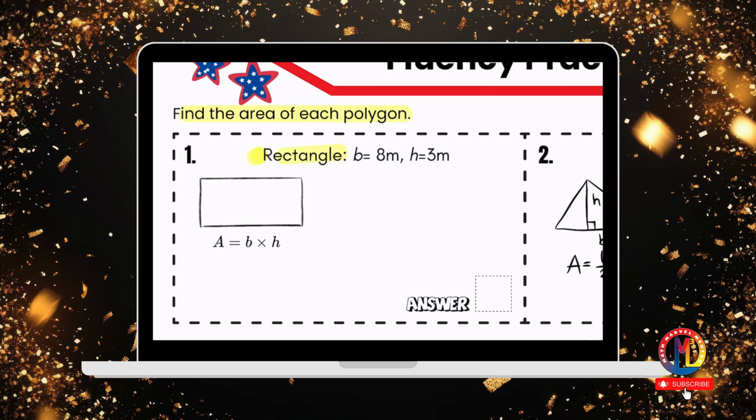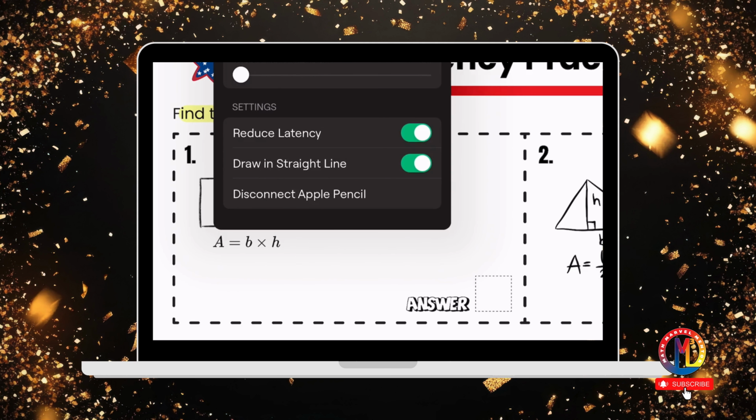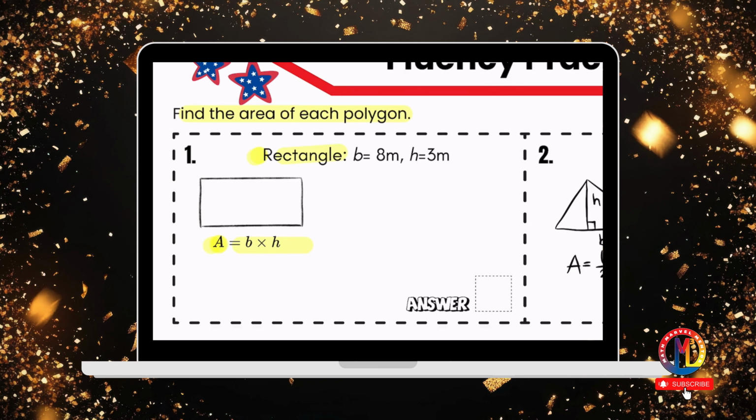And so we're starting with a rectangle, and we know we have our formula right here for us to reference. The area is the base times the height. And so we are just going to plug those values in. Here we see that our base is 8 meters. And then our height is 3. And we simply plug it into the formula, 8 times 3. And 8 times 3 equals 24.